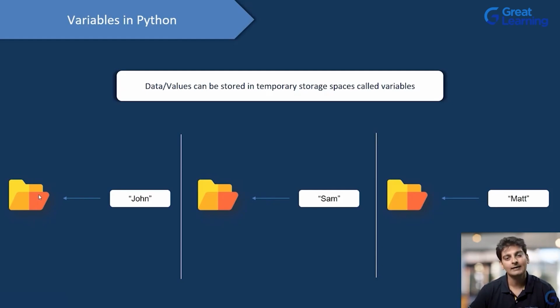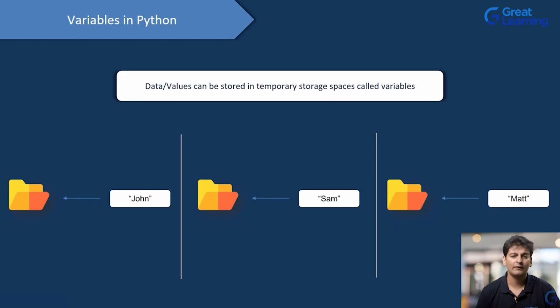Now after that, since this is only a temporary storage space, you can take out this value and replace it with Sam. Right? So now this variable holds the value Sam. And after some time, again, you decide that Sam is not the name which you want to store and you want to store the name Matt. So again, you take out the name Sam and store Matt inside this folder. So this is how variables work. They are temporary storage spaces where you can keep on changing the values inside.